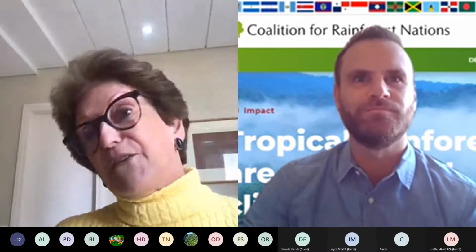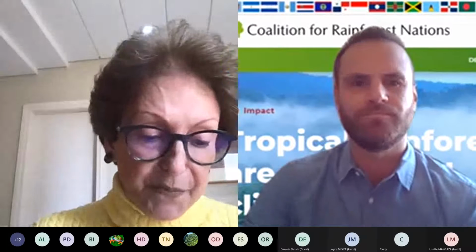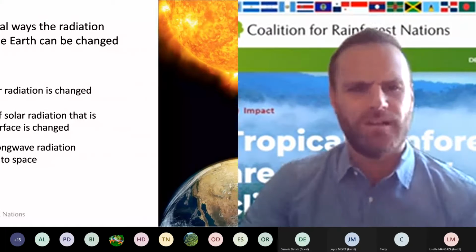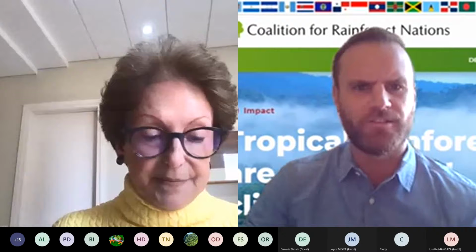The radiation balance of the Earth can be changed by altering the infrared radiation from Earth back to space. And how would this happen? Well, by changing the concentration of the so-called greenhouse gases, which trap part of the infrared heat energy. They are heat-trapping gases. So the climate responds directly to these changes you mentioned.